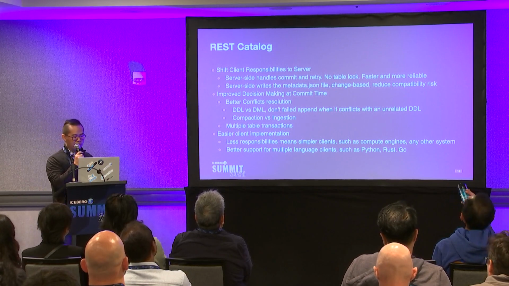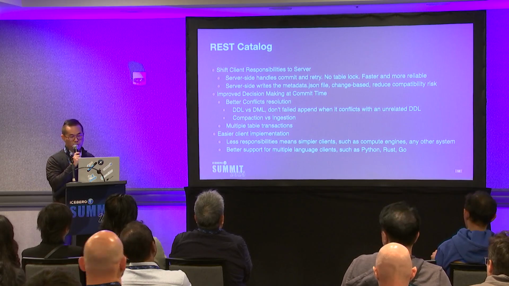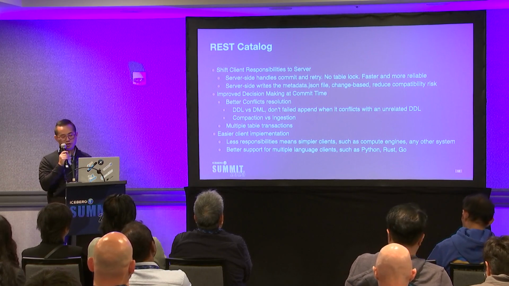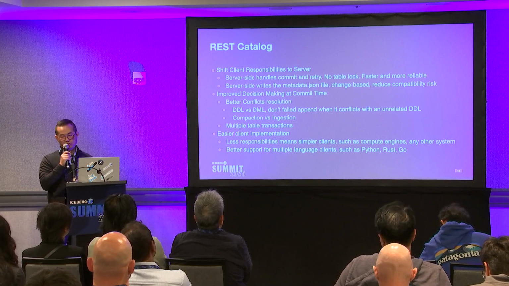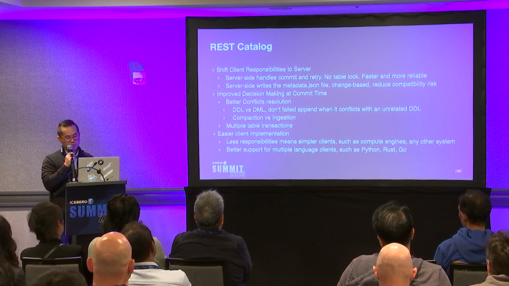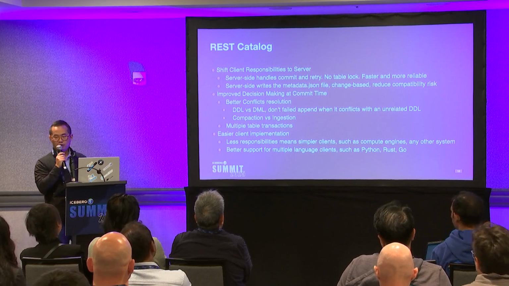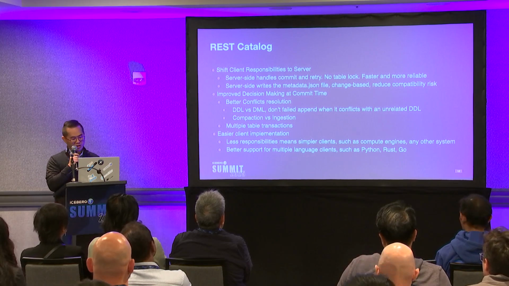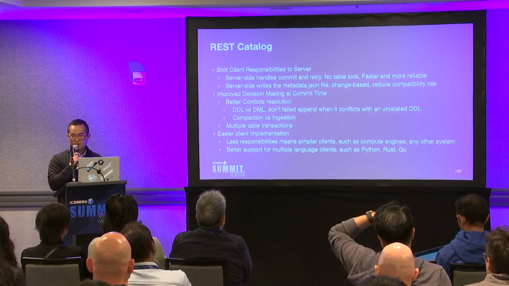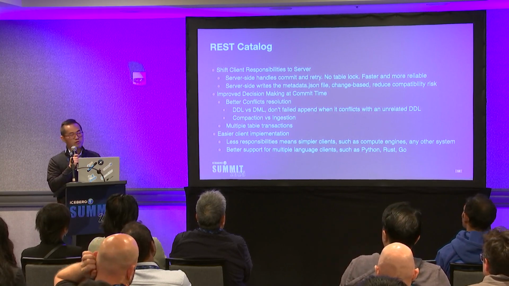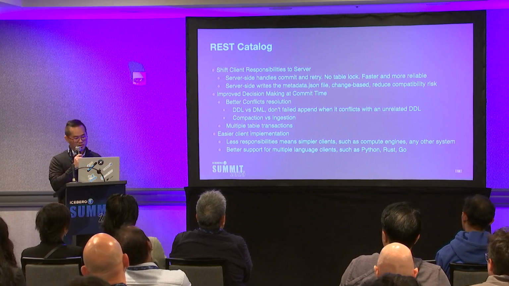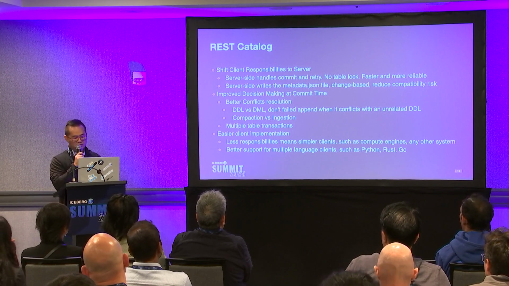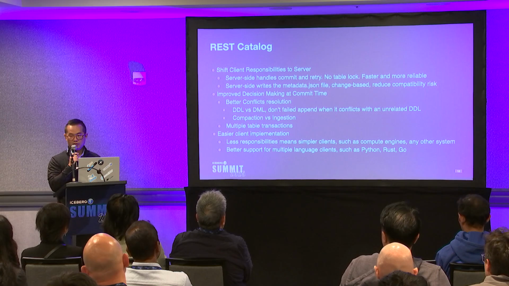And it improves decision making at commit time, because right now the server has better context. For example, you have a DDL and a DML, one an append, one just changing the schema or some table property. They don't have to conflict with each other. The server side can reconcile and merge them, rather than the client side having to go back and forth with the server to make sure that happens, right? And when you have different commits for the data files, you can actually reconcile them as well.